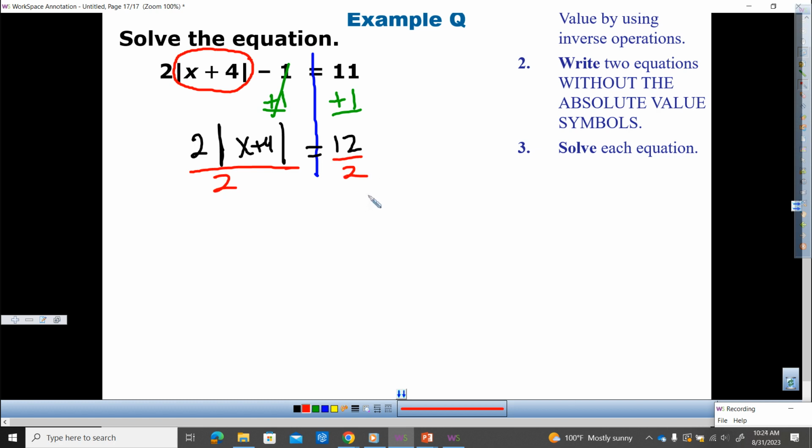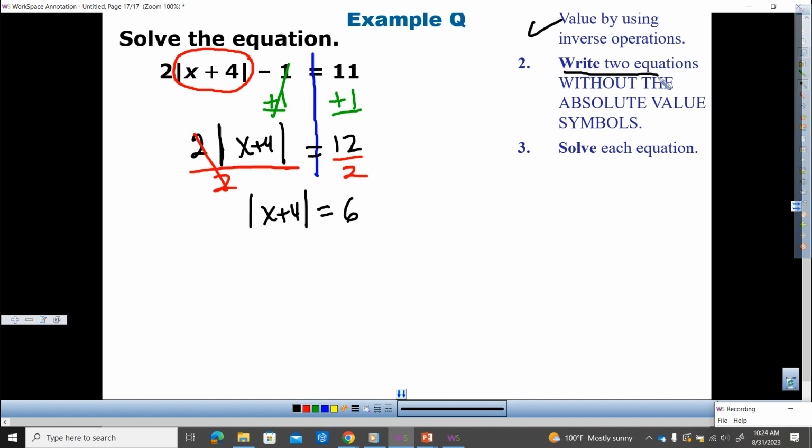Now, in this case, why didn't I distribute? Because this is not a parentheses. It's an absolute value, and we're leaving that by itself. So, we're left with the absolute value of x plus 4 equals 6. Do we have the absolute value by itself already? Yes, so we're done with step 1. Let's go to step 2.